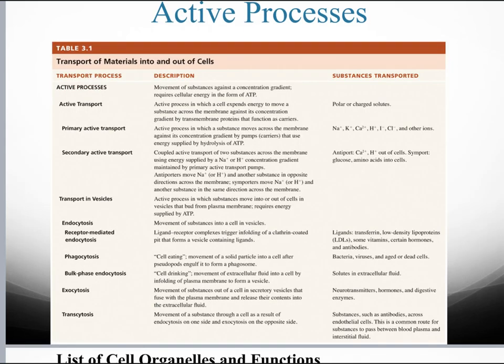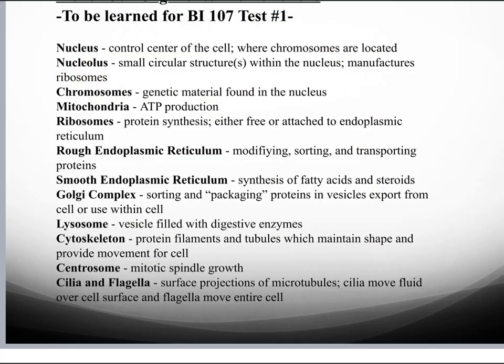This is the active processes for Table 3.1, summarizing what we've talked about in this entire lecture. The last slide goes through some major organelles that you need to know for your first Bio 107 test. The nucleus, again, the control center of the cell where the chromosomes are located. Nucleolus, this is what's manufacturing the ribosomes for the cell. Chromosomes, the genetic material found in the nucleus. Mitochondria, ATP producer.